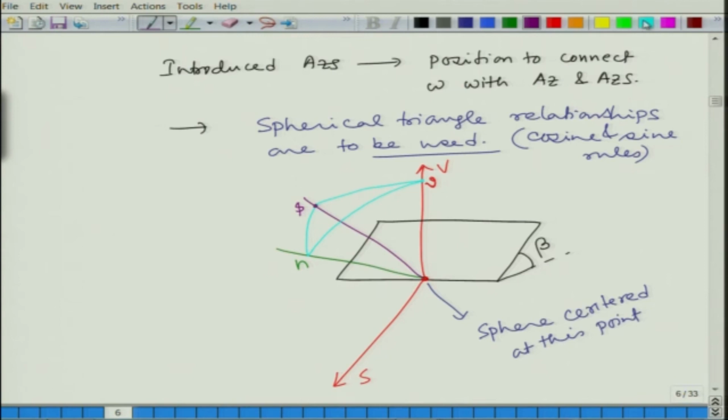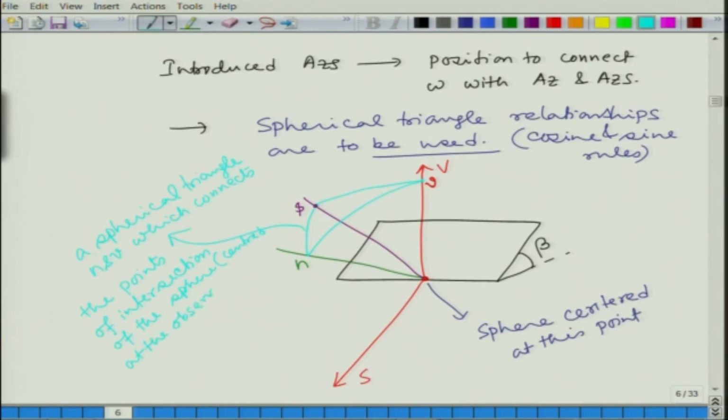Okay. So, this particular triangle is the spherical triangle NSV, which connects the points of intersection of the sphere which is centered at the observer location. Okay.